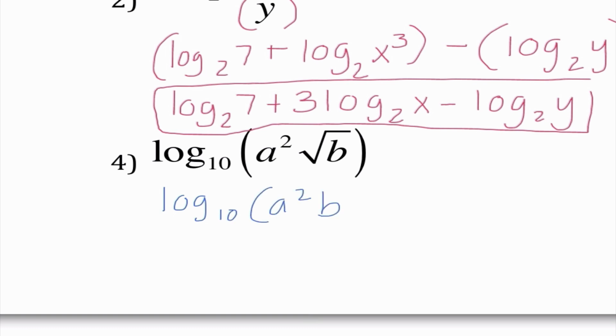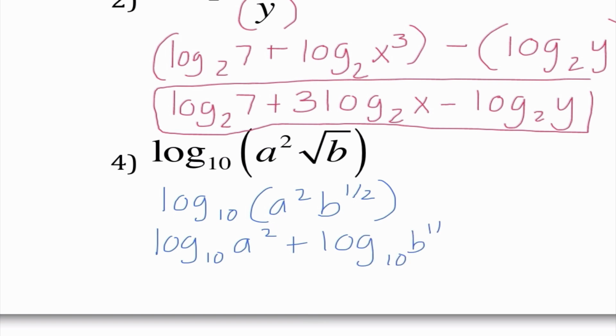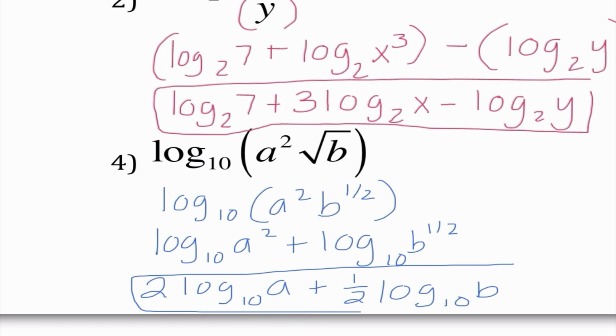of b as b to a power, and we learned last chapter that this would be like b to the 1/2 power. So at this point, I am going to go ahead and split up my multiplication by doing log base 10 of a squared plus log base 10 of b to the 1/2 power. Then I'm going to bring my coefficients out in front by moving those exponents into coefficients. So I get 2 times log base 10 of a plus 1/2 times log base 10 of b.